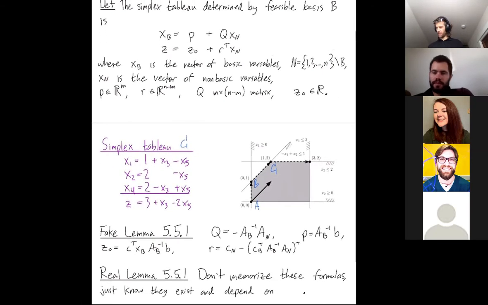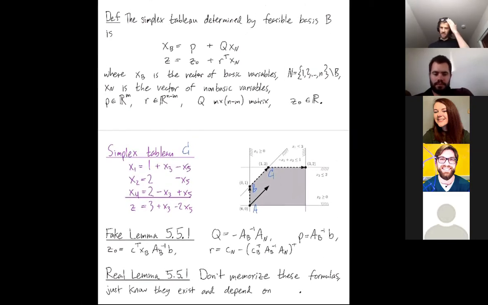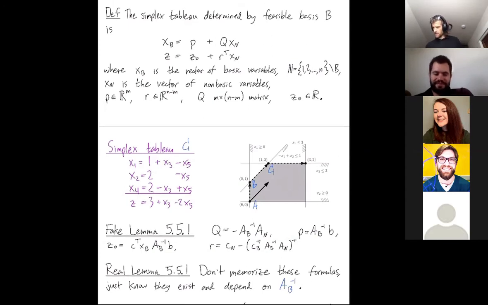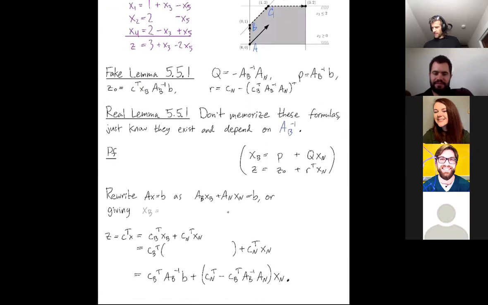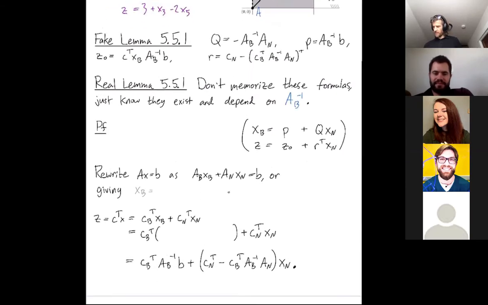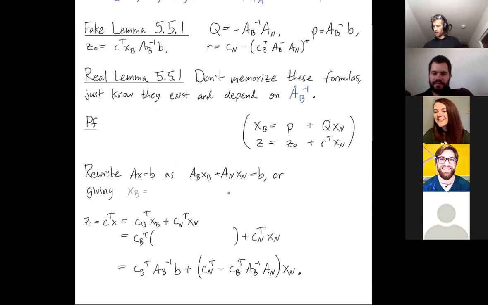The real lemma 5.5.1 is that you're strictly not allowed to memorize these formulas, okay? So do not memorize those formulas. I don't think they matter. The point is that they exist and they depend on your choice of B, your basis, and on this matrix AB inverse. Okay, so let's prove this fake lemma just to feel like we did a little math today.